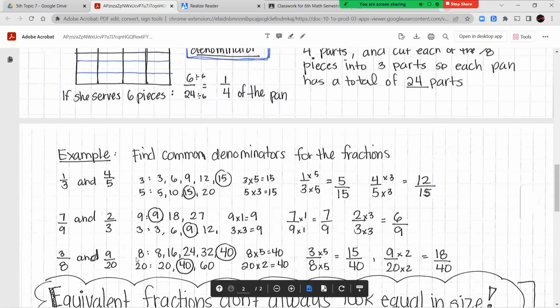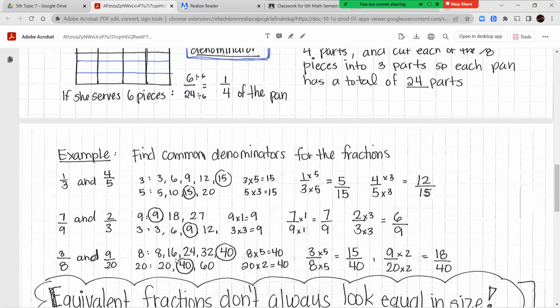Next, we have 3/8 and 9/20. So we list the factors for 8 and we list the factors for 20. And we find their first common factor, or sorry, the first common multiple, we list the multiples for 8 and the multiples for 20. And the first common multiple they have is 40. So how do I get from 8 to 40? Well, I have to do 8 times 5.